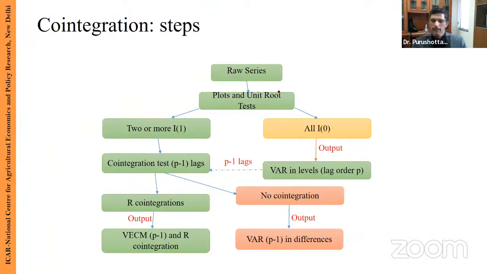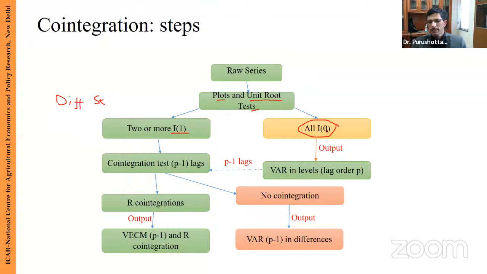Maybe 2 or 3 or 5 or 10 series are there. We are going to plot it, and then we try to see the unit root test or stationarity test. If all the series you are going to analyze are I(1), what we say is difference stationary, then we will go for cointegration test with p-1 lags.